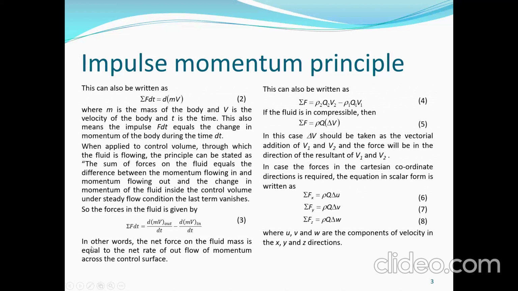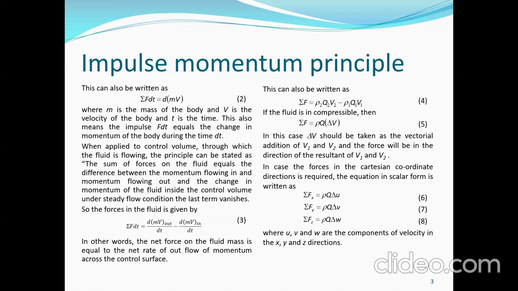So in other words, the net force on the fluid mass is equal to the net rate of outflow of momentum across the control volume. So this can also be written as the summation of F is equal to rho2 Q2 v2 minus rho1 Q1 v1. If the fluid is incompressible, like water, then the summation of F is equal to rho Q delta v. If it is compressible, that is a different application, that's for gases. In this case, delta v should be taken as the vectorial addition of v1 and v2. So they are vectors, and the force will be in the direction of the resultant of v1 and v2.